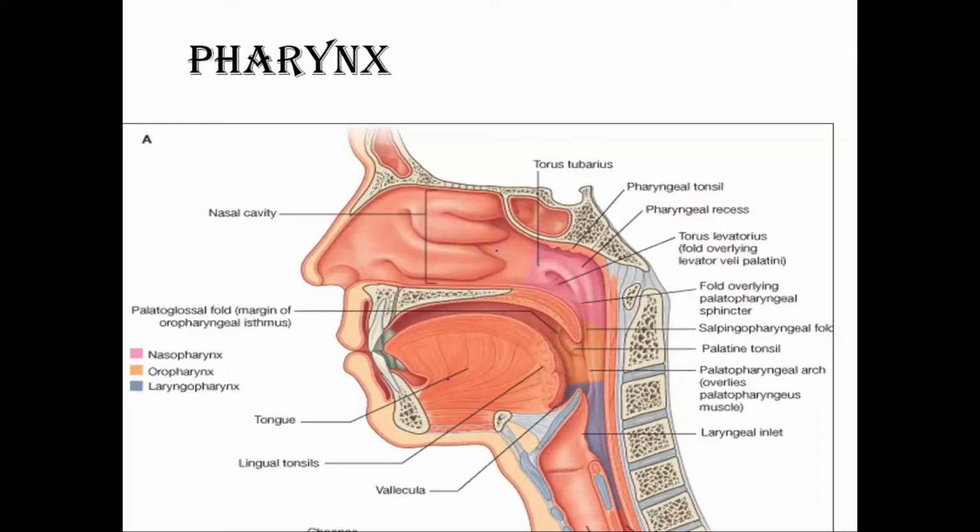The pharynx. This pink color, light red or brownish color, and here in the blue color is the pharynx. The pharynx is divided into three parts: naso, oro, and laryngopharynx. It extends from the base of the skull to the lower border of the cricoid cartilage. Here this is the oropharyngeal isthmus, epiglottis, vallecula, tongue, sublingual region.